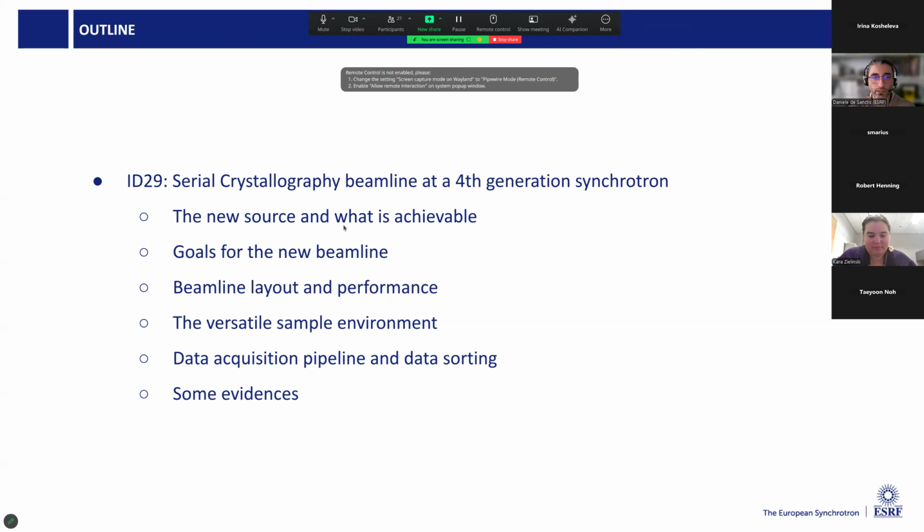So I'm going to show the characteristics of the new sources and what is achievable with them, along with the goals of our beamline, a bit of the beamline layout and performance, as I think that in the audience there might be some light source people, a bit of the versatile sample environment, and a bit on the data reduction and data sorting that we apply on the fly to make users' life a bit easier, and some results and future perspective.